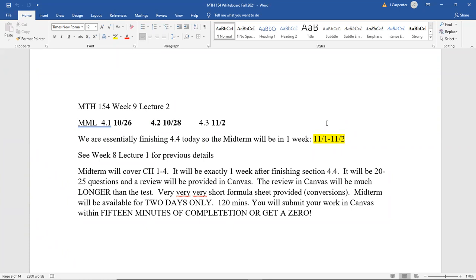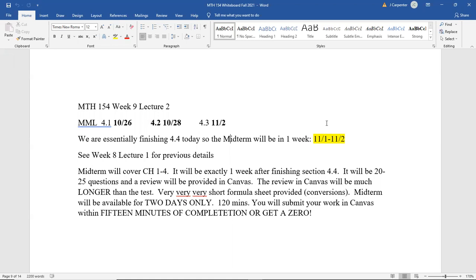When I say the word essentially, we are finishing everything that will be tested for 4.4 today. When we come back next class, we're going to do what I would call a fun example, something that will have nothing to do with your midterm. So I am calling 4.4 finished today. I wasn't sure last time if we were going to finish 4.4, but we are. So that means that we can have our midterm in about a week.